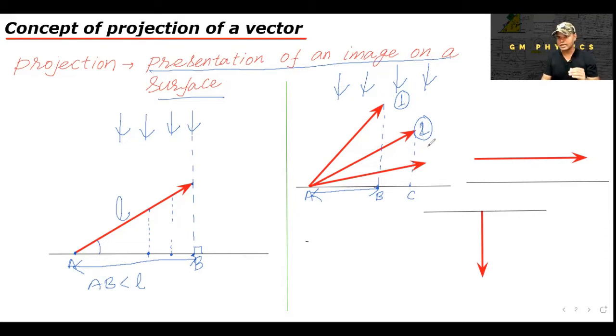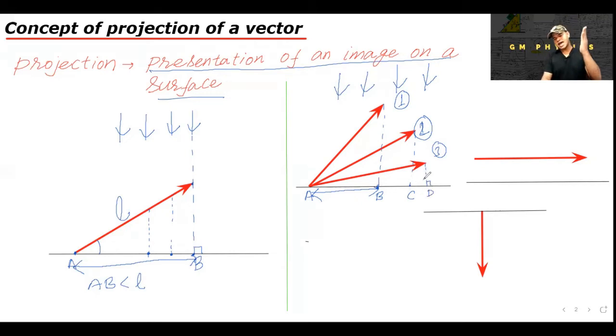Here we are not using a very in-depth concept of light and image formation. We are simply trying to understand projection and relate it with the concept of resolution of a vector, or components of a vector. So try to understand from that perspective. Now the light ray is traveling in a straight line perpendicular to the surface. So in the third one, the image will be formed between A and, let's call this, D.